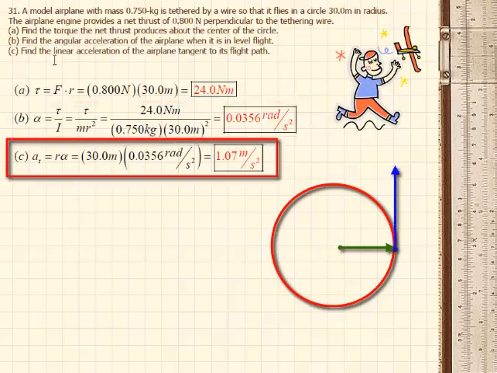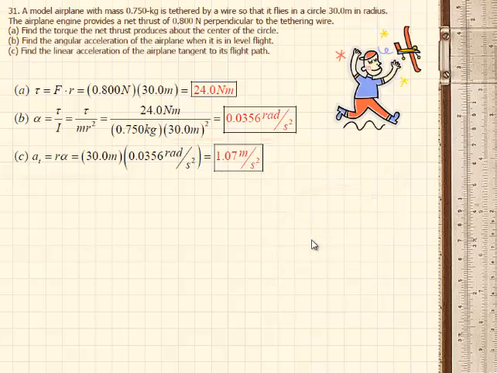Now we want to solve for, in part C, the linear acceleration of the airplane tangent to its flight path. So now we go back to the definition of acceleration tangent, which would be a linear acceleration, is equal to the radius times the angular acceleration. The radius we have, 30 meters, and we just solved for the angular acceleration value, and we end up with 1.07 meters per second squared as the tangent. Okay, fairly simple.